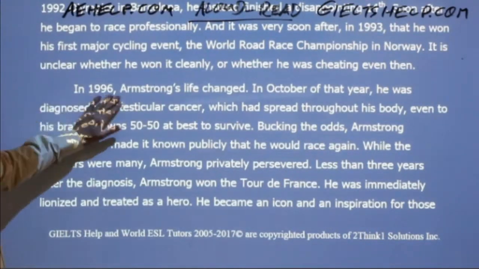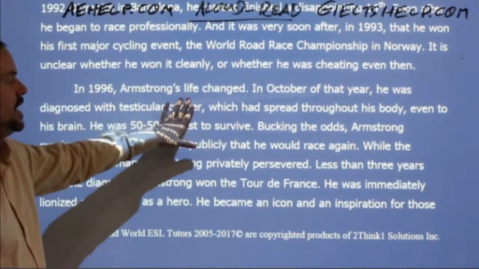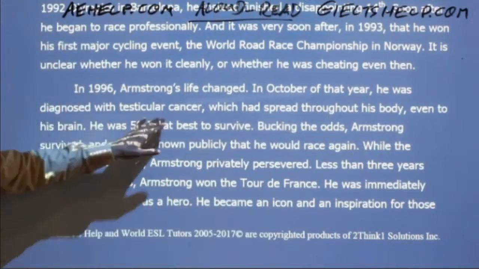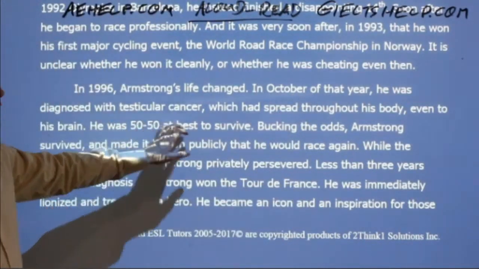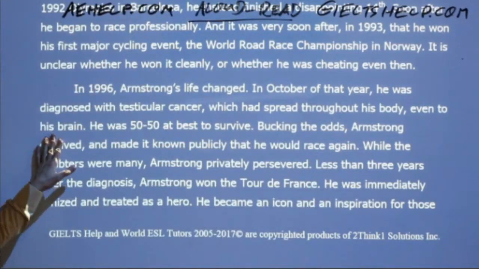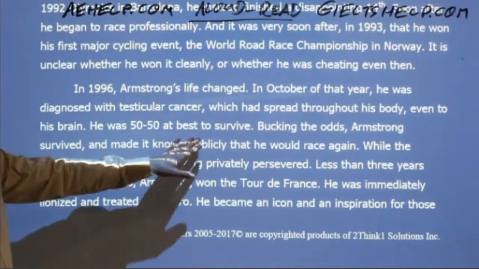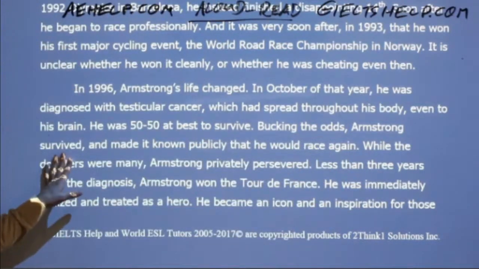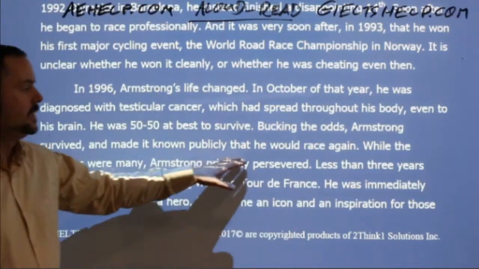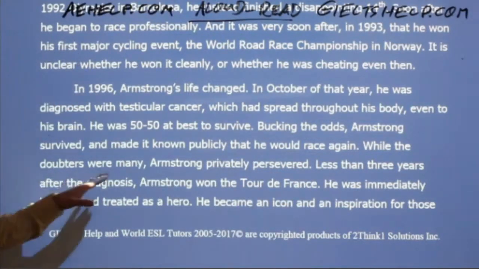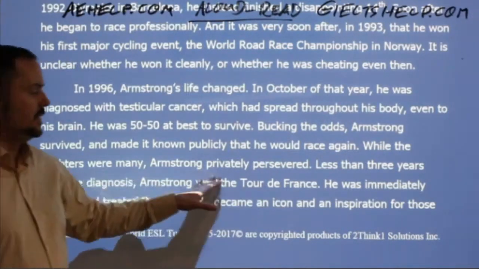In 1996, Armstrong's life changed. In October of that year, he was diagnosed with testicular cancer, which has spread throughout his body, even to his brain. He was 50-50 at best to survive. Bucking the odds, Armstrong survived and made it known publicly that he would race again. While the doubters were many, Armstrong privately persevered.